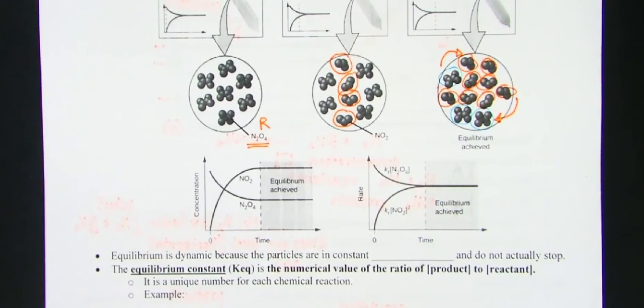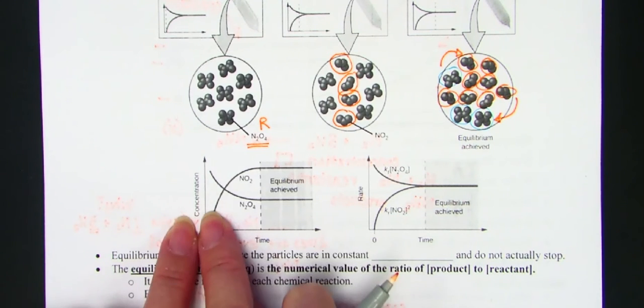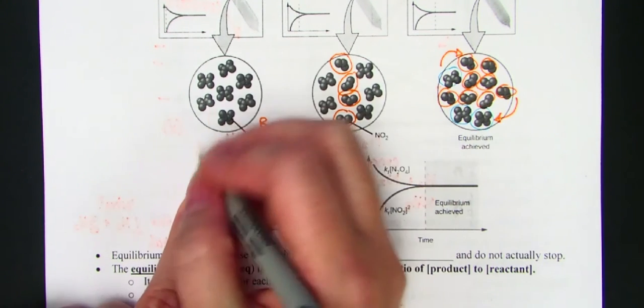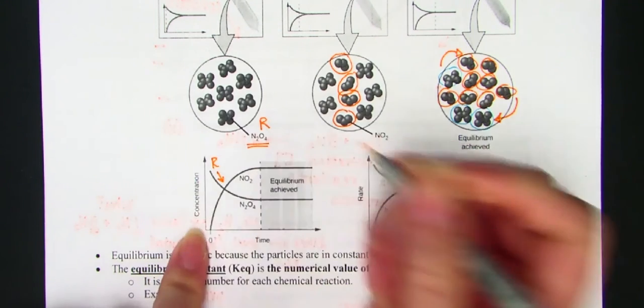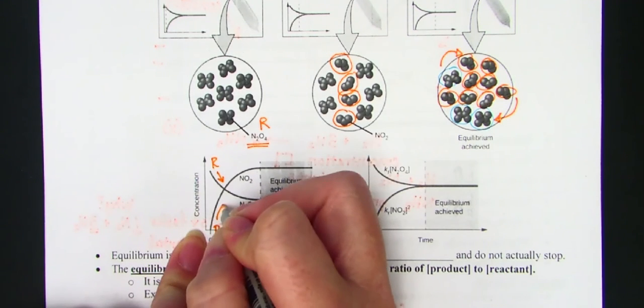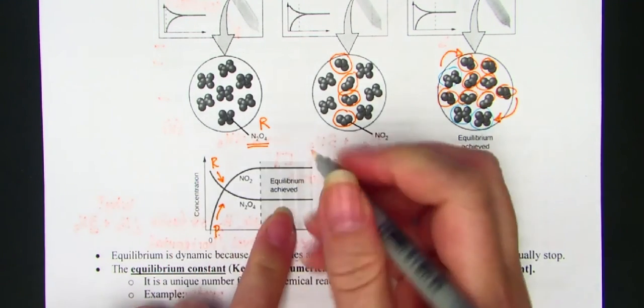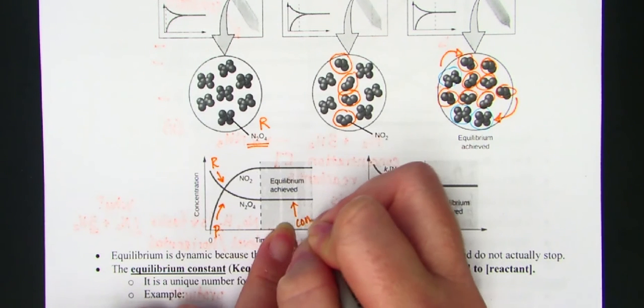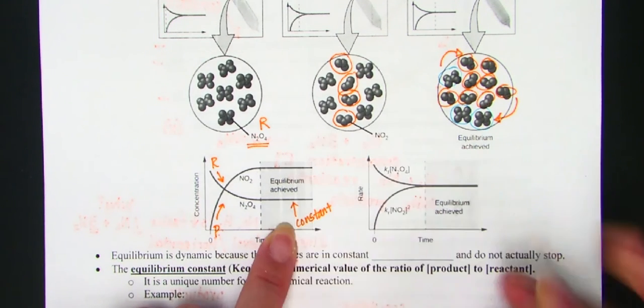So the second graph that we have here is the graph of concentration. And so again, my reactant will decrease as my reaction goes on, and my product will increase until they are constant. They don't have to be equal, but they do need to be constant.